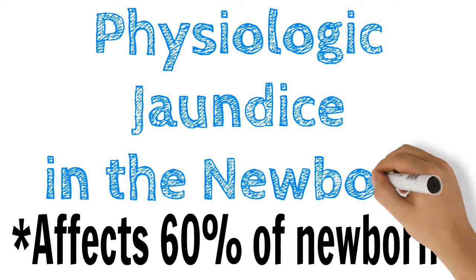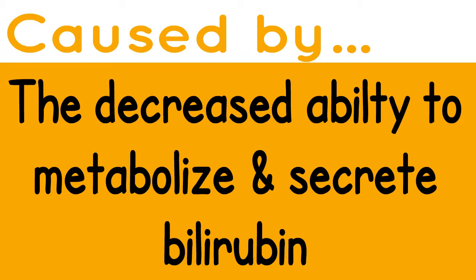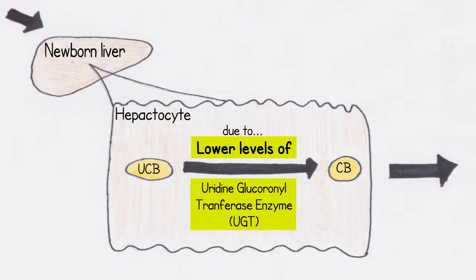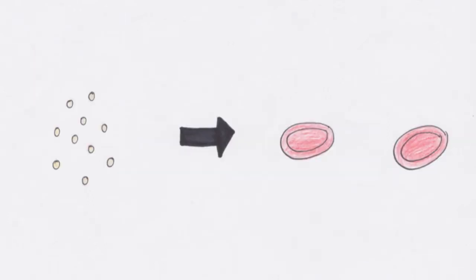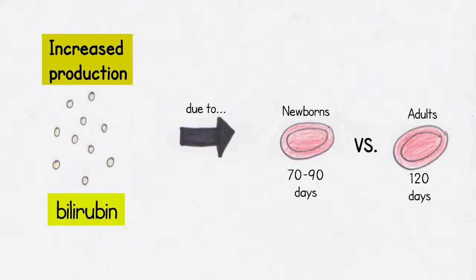Physiologic jaundice in the newborn. Physiologic jaundice in newborns is caused by the decreased ability to metabolize and secrete bilirubin due to lower levels of uridine glucuronyl transferase enzyme in the liver, as well as an increased production of bilirubin. This is due to the breakdown of red blood cells that have a shorter lifespan in newborns of 70 to 90 days, as opposed to 120 days in adults.